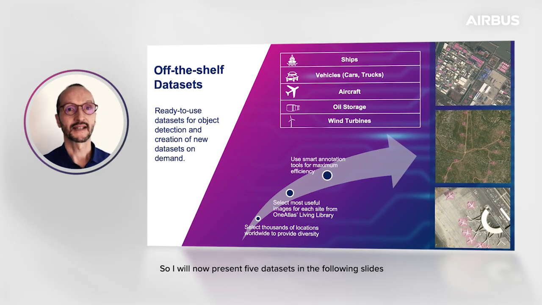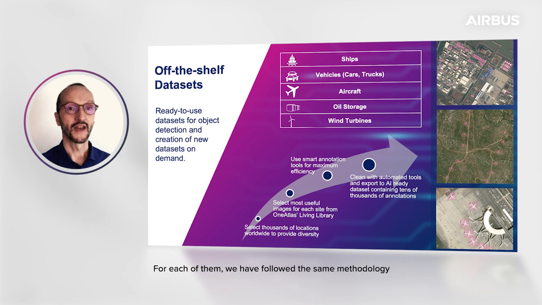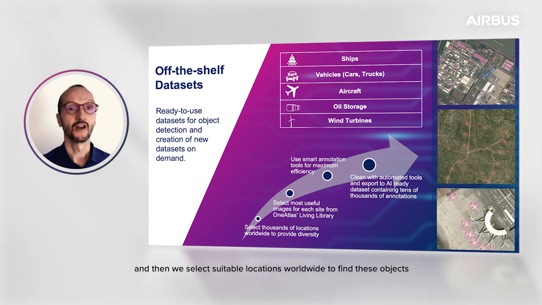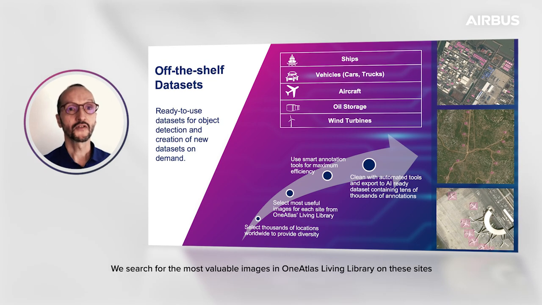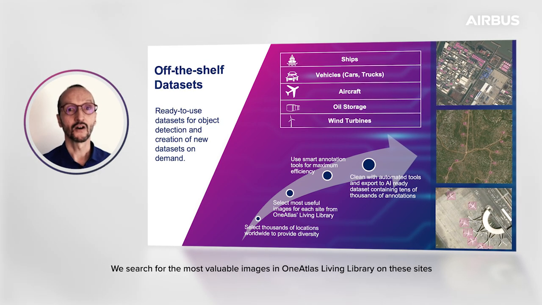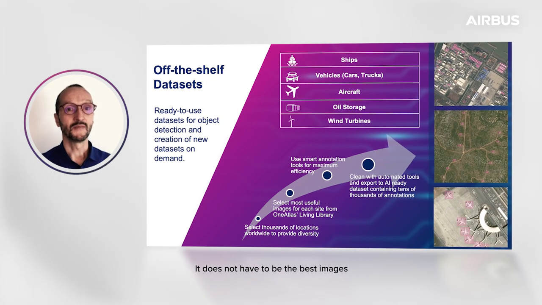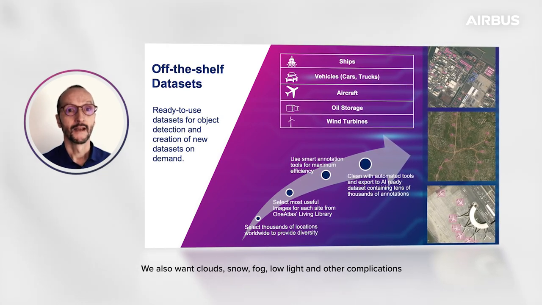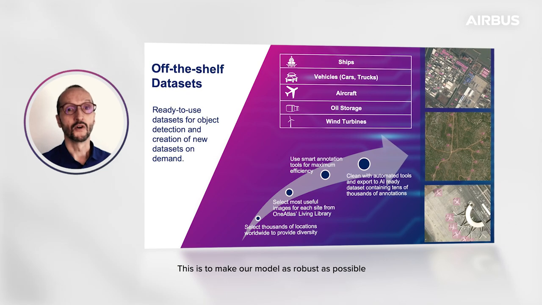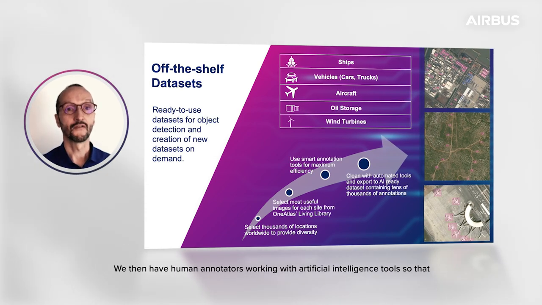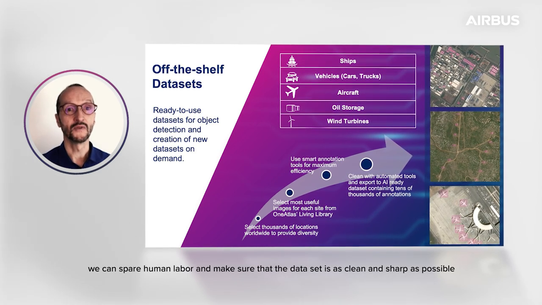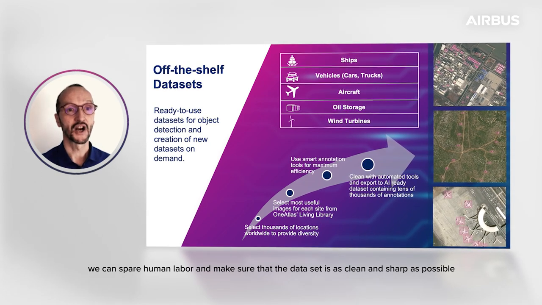So I will now present five data sets in the following slides. For each of them, we have followed the same methodology. First, we start with a precise description of what we are looking for. And then we select suitable locations worldwide to find these objects. We search for the most valuable images in the OneAtlas Living Library on these sites. It does not have to be the best images. We also want clouds, snow, fog, low light, and other complications. This is to make our model as robust as possible. We then have human annotators working with artificial intelligence tools so that we can spare human labor and make sure that the data set is as clean and sharp as possible.